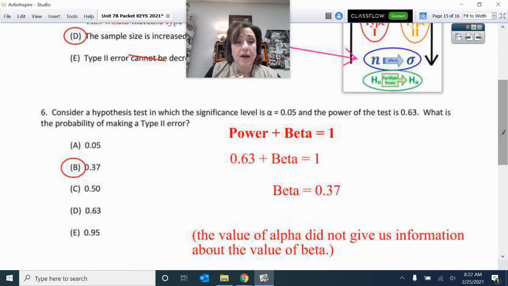Okay, number 6, it says alpha is 0.05. Power is 0.63. What is the probability of making a type 2 error? So that's beta. Remember that power plus beta make the whole data set in HA, so power plus beta is 1. I did not even use the information about alpha to determine beta, because it's based off the value of power. I just took 0.63 away from 1, and what remained was beta.